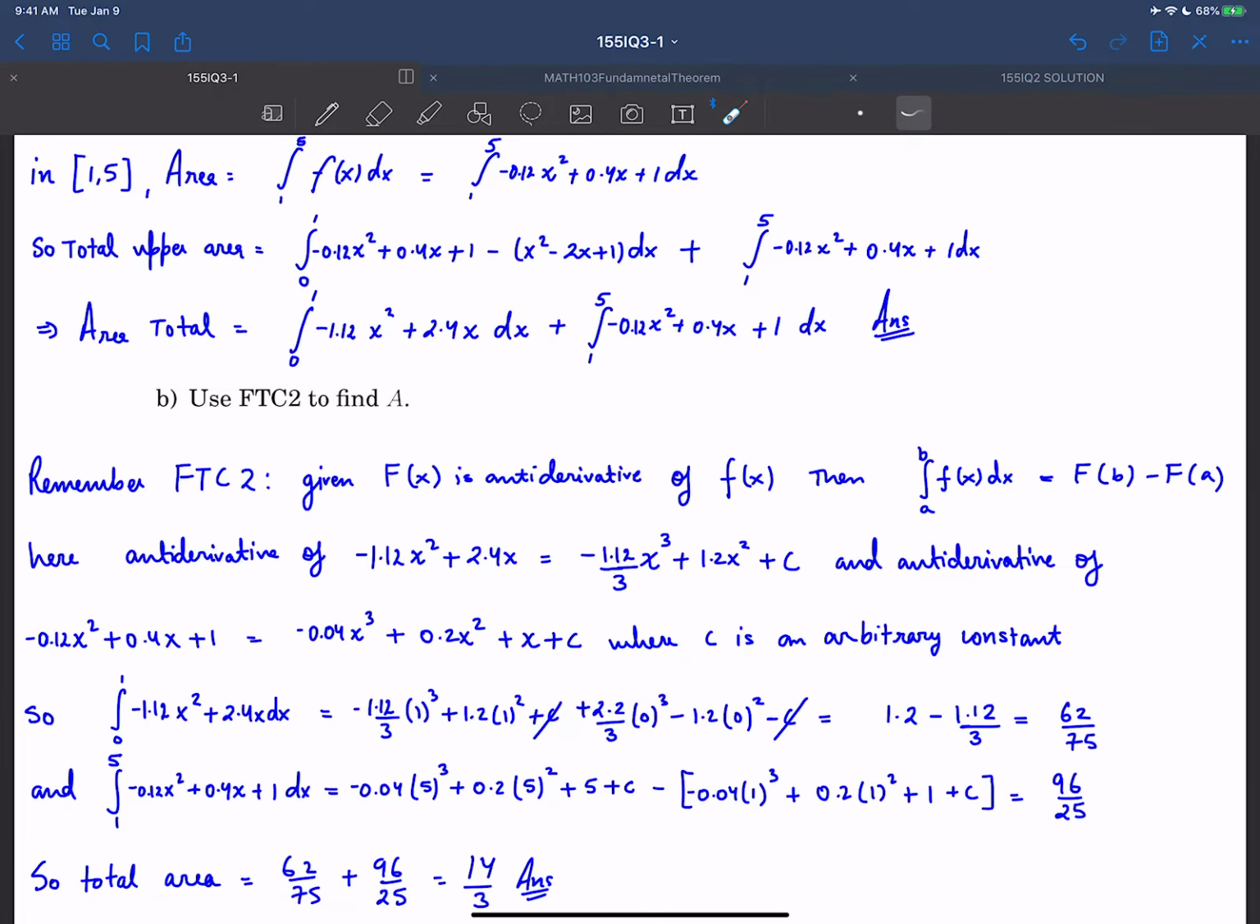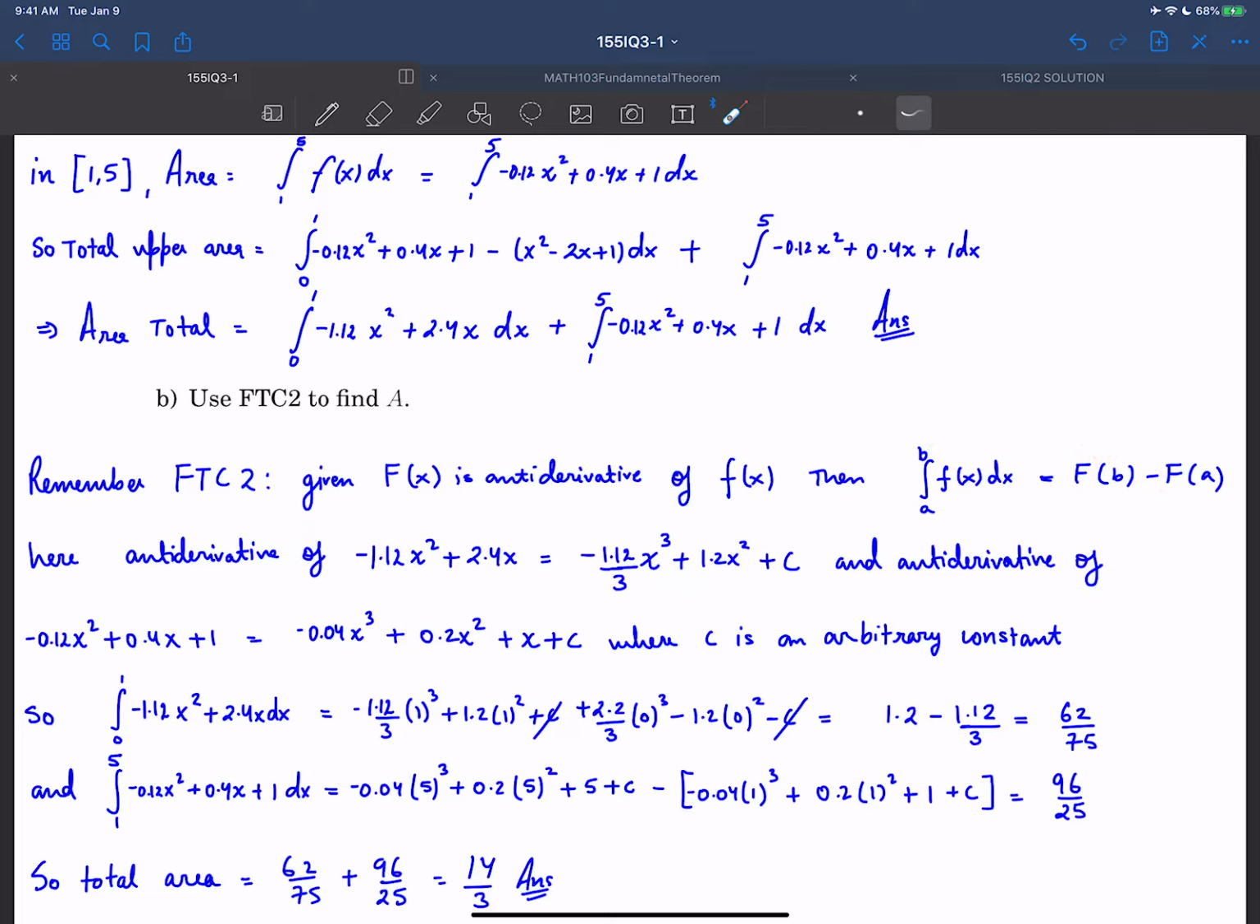Now here they want you to use FTC2. When they say use FTC2, you've got to use the fundamental theorem of calculus part 2. So let's recap. Given that you know some capital F, that is the antiderivative of the small f which you're trying to integrate, then the integral from a to b of f of x is just the antiderivative plugged in the top bound minus the antiderivative plugged in the bottom bound.